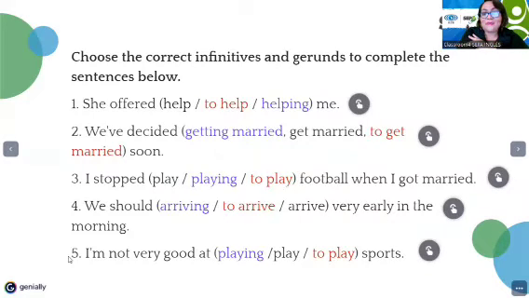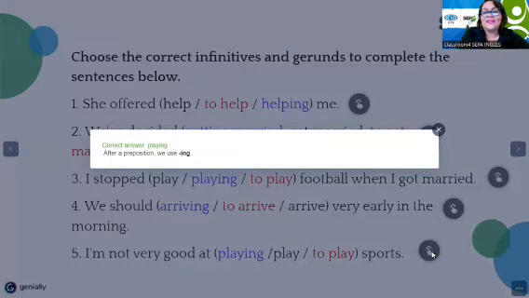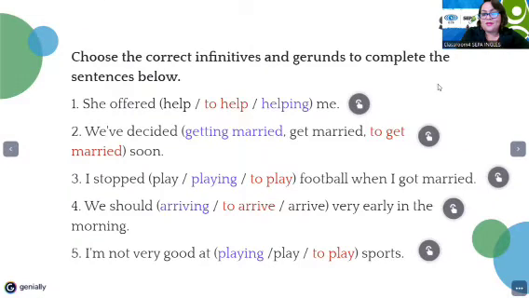Hope you did it. Let's see. Correct answer: playing. After a preposition, we use ing. I'm not very good at playing. I'm not very good at cooking. I'm not very good at speaking English. I'm not very good at waiting people. I don't know, whatever. Okay.